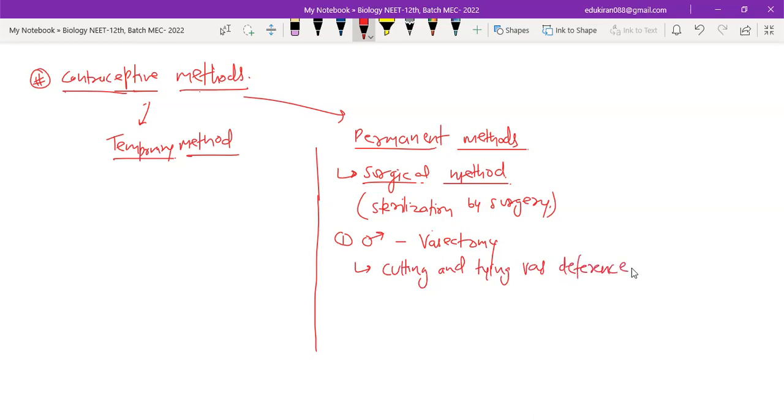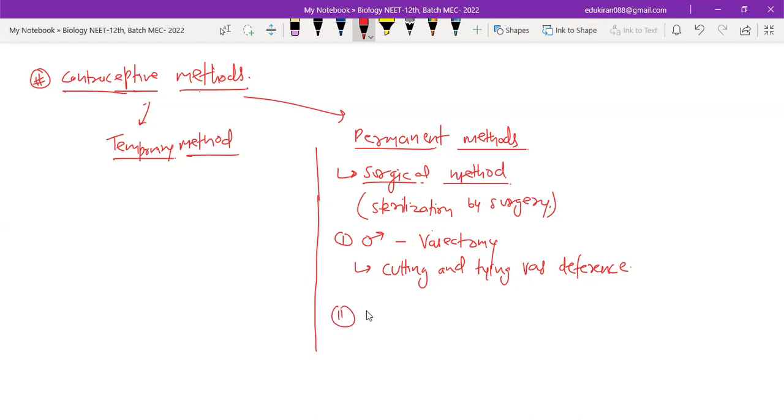So it's like that highway, the road or the way through which sperms are actually moving. So if we just remove this way only, then sperms cannot get transferred from the male system to the female system, right? So that's called vasectomy, cutting and tying of vas deferens.